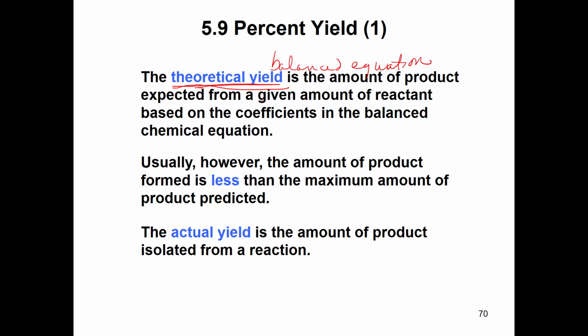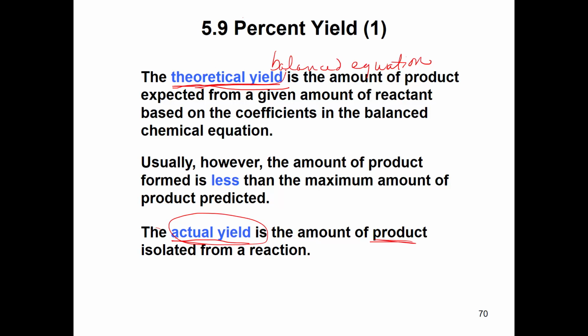Now, sometimes you'll see more, which means you made some error, but you didn't really create more. Something happened. But usually you're going to have less than that. The actual yield is the amount of product that you produced in the reaction in the lab. So an actual yield is really what you found in the lab.